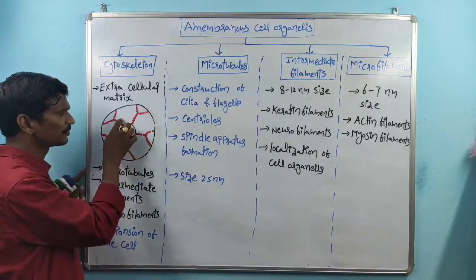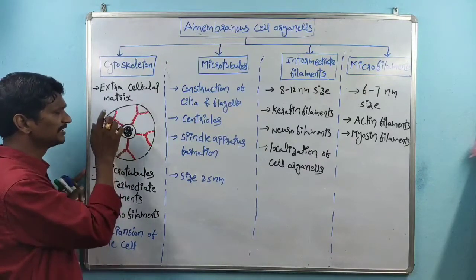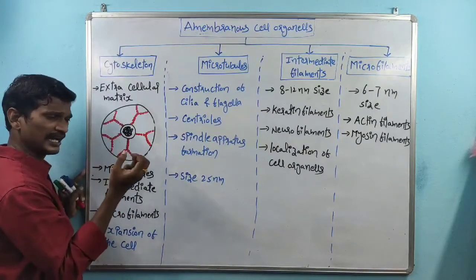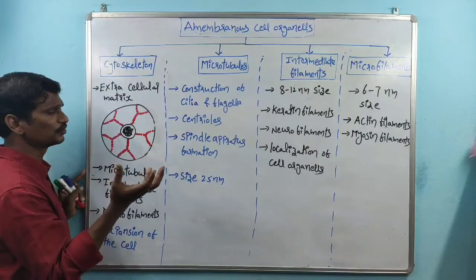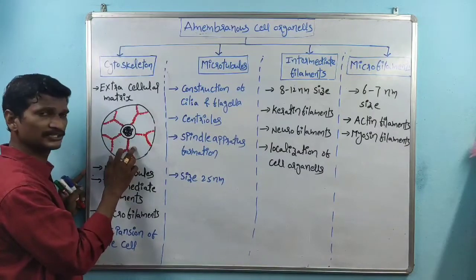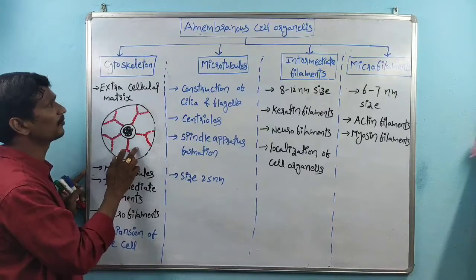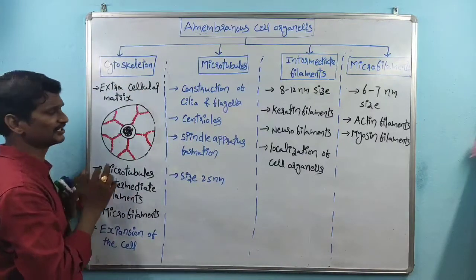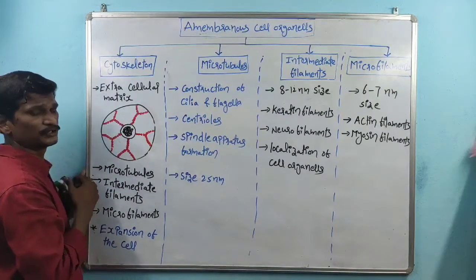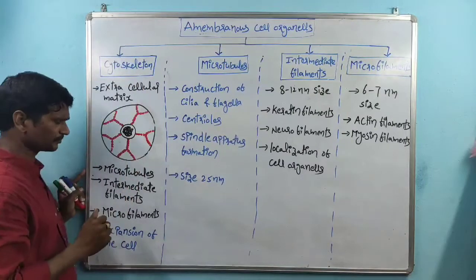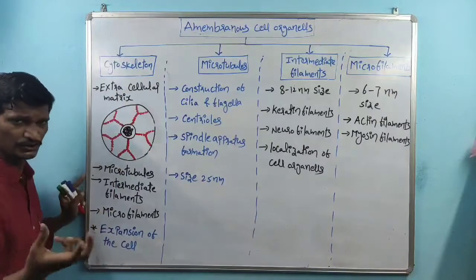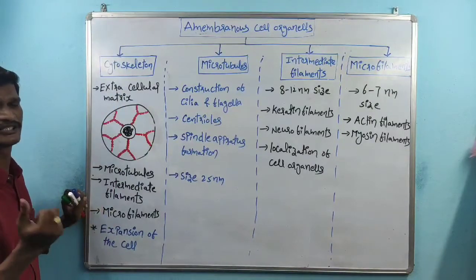So due to the presence of these proteinaceous structures, these microtubules, intermediary filaments, or microfilaments, the animal cell expansion takes place. So the expansion is due to the mechanical strength provided by the cytoskeleton. Because in animal cells, the cell wall is absent, the mechanical strength is given by the cytoskeleton. So I said these three support the formation of the cytoskeleton. Due to the cytoskeleton, the animal cell expansion takes place.